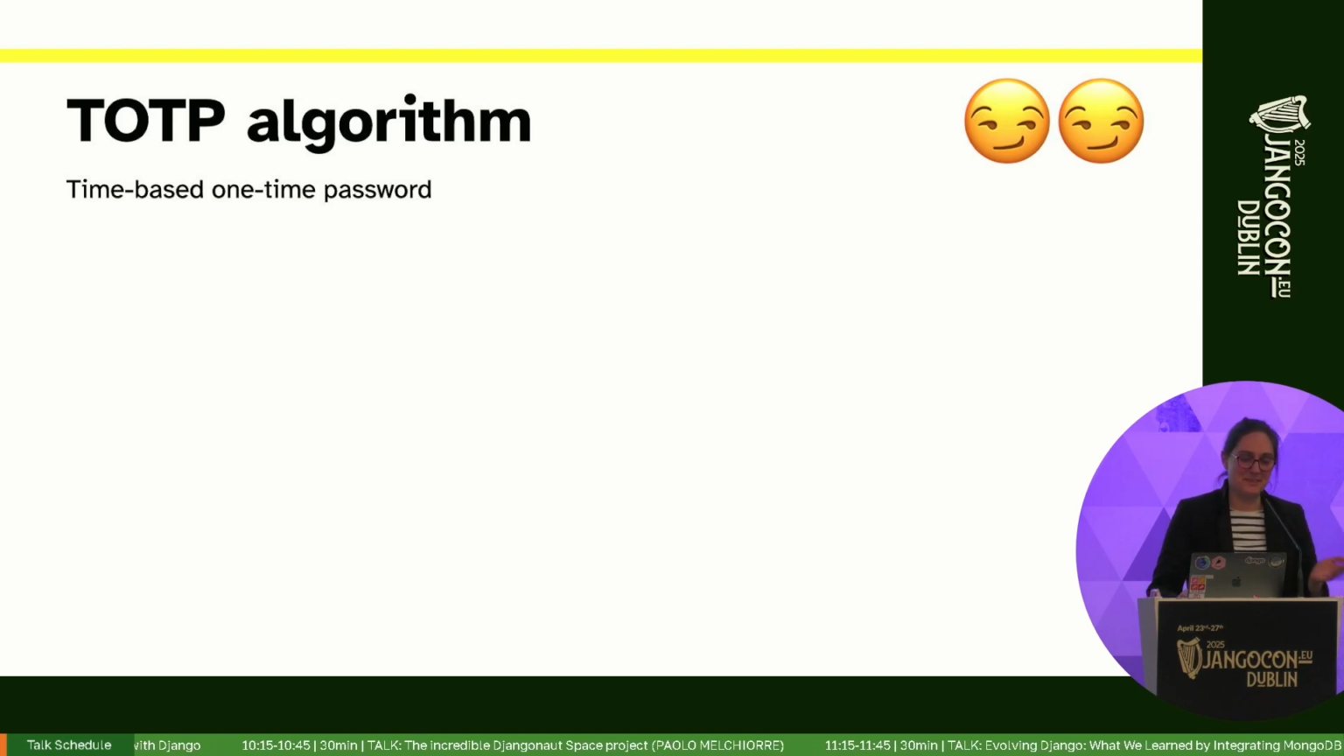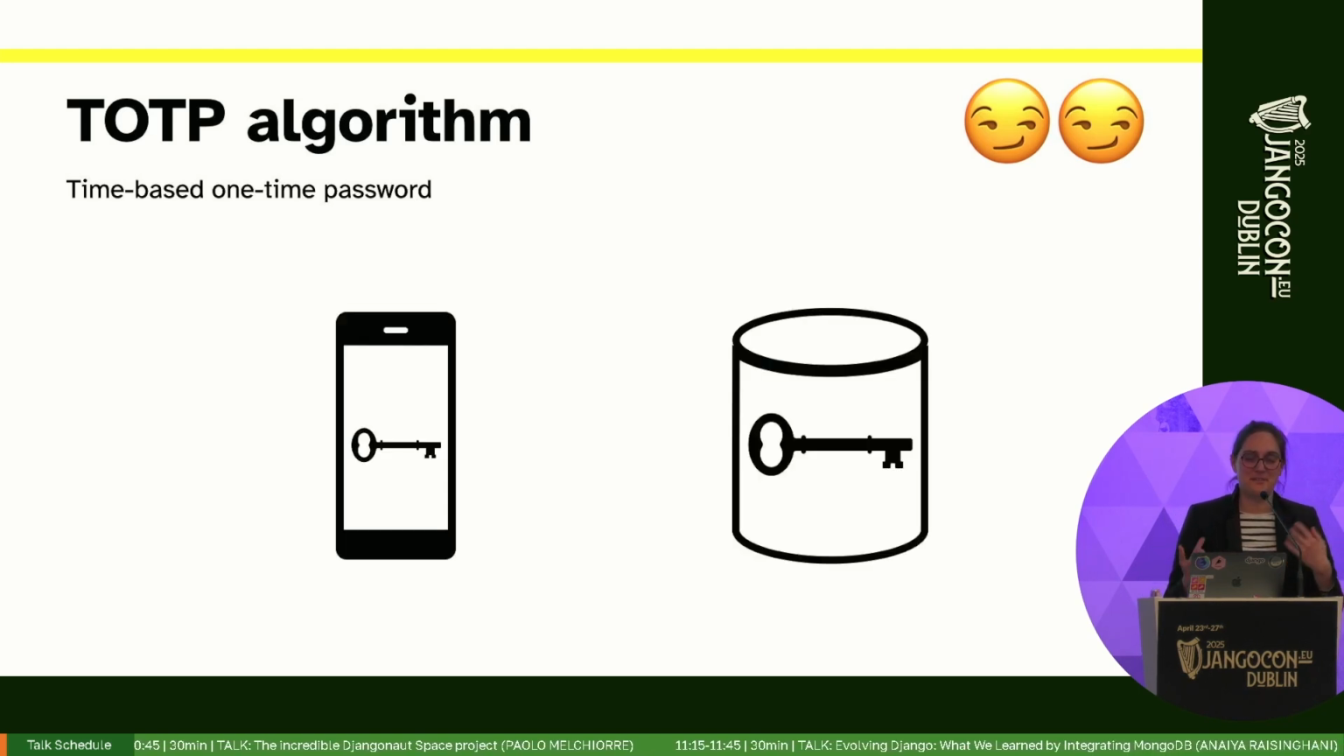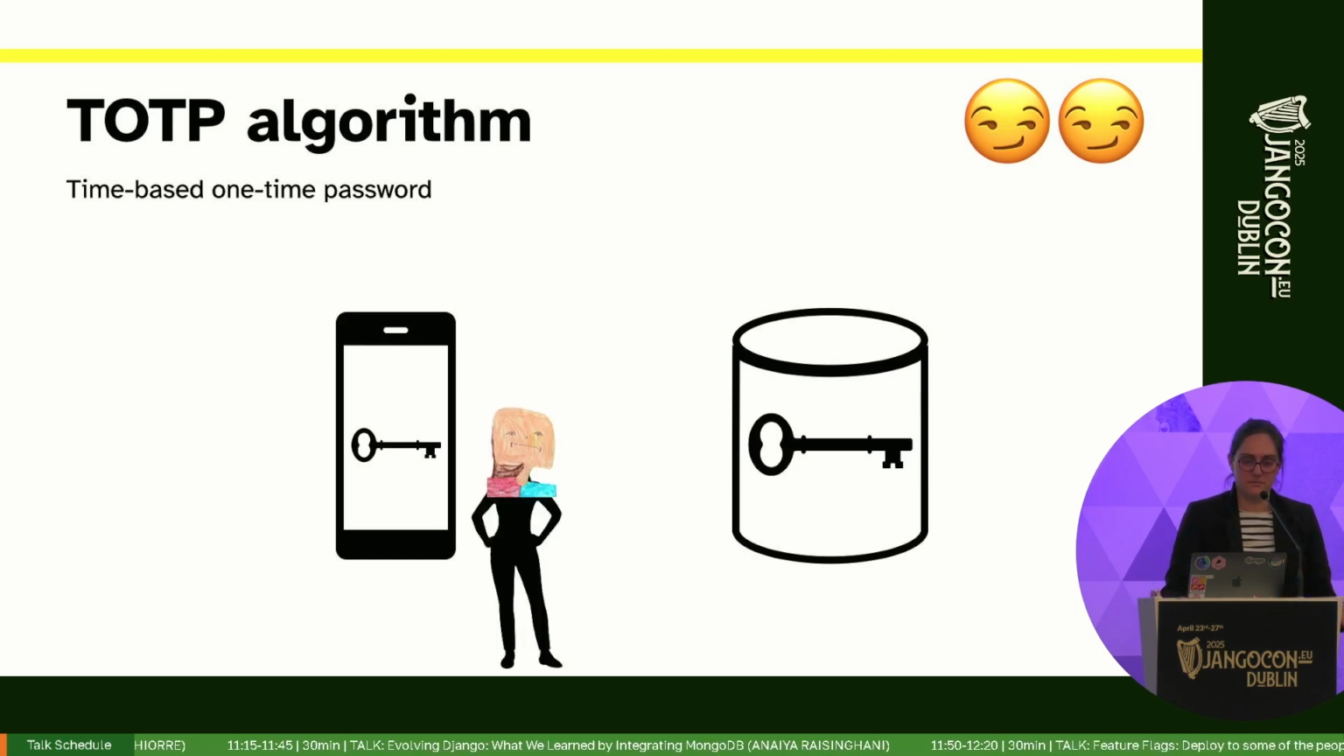So how does it work? At the beginning, when you activate MFA, the server generates a random key and shares it with the client device. Then the day the human wants to authenticate, the device does the following.